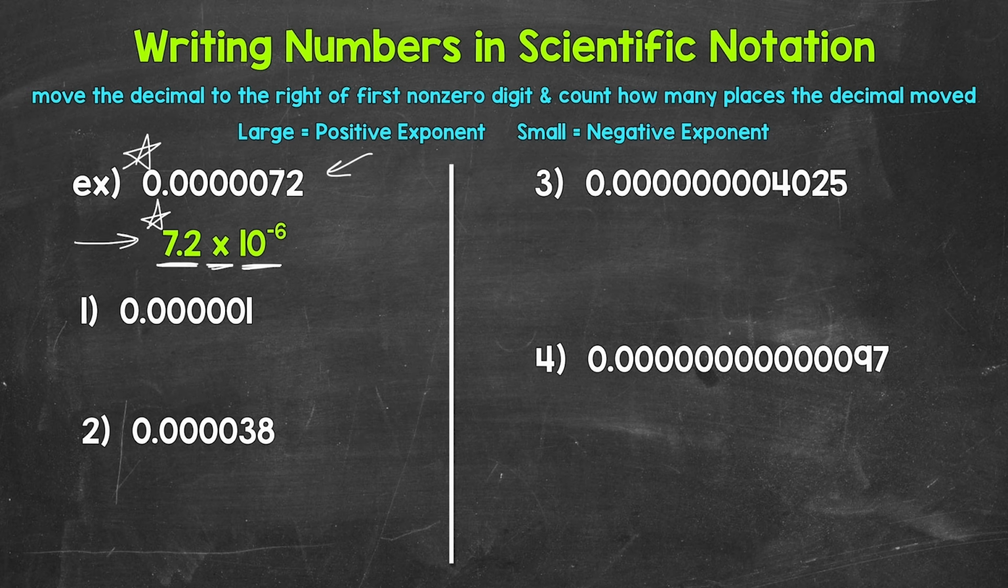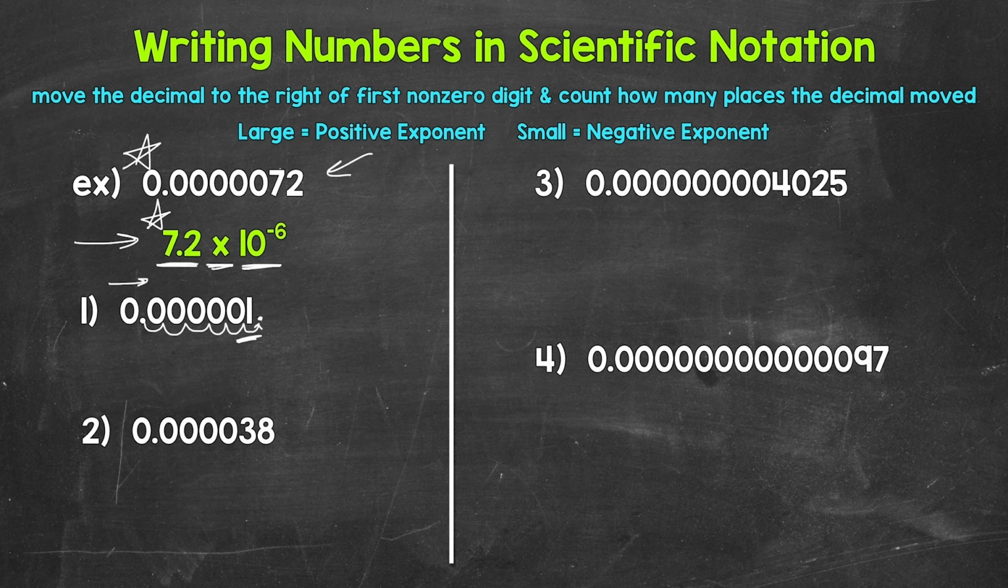So looking at our number here, we are reading it from left to right. What's the first non-zero digit that we come across? Well, it's going to be this 1 right here. So we need to move the decimal to the right of that 1. So we need to move the decimal once, twice, 3 times, 4 times, 5 times, and 6 times. So we moved the decimal 6 places to the right.